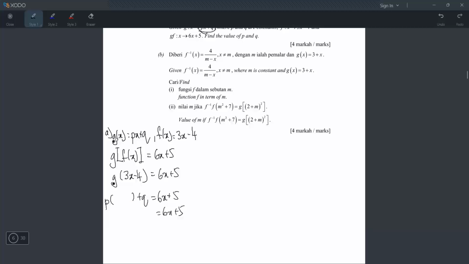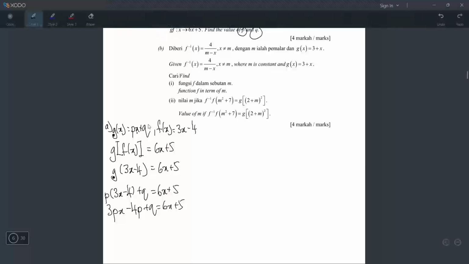But if you look carefully, this is gx, g bracket x. But my one is g bracket 3x minus 4. So the x needs to change to 3x minus 4. So the x on the other side also has to change to 3x minus 4. Like this. But the p and q no need to change, only the x changes. So now you can expand normally, it becomes 3px, and then this one expands to become minus 4p plus q. And don't forget, the question asks for p and q, right?